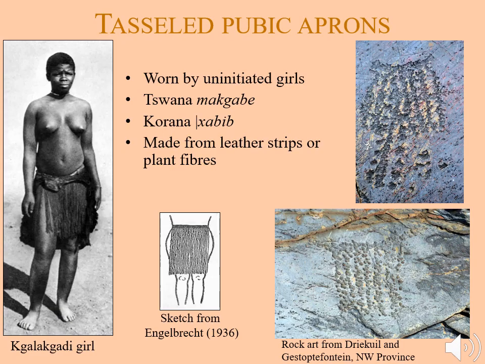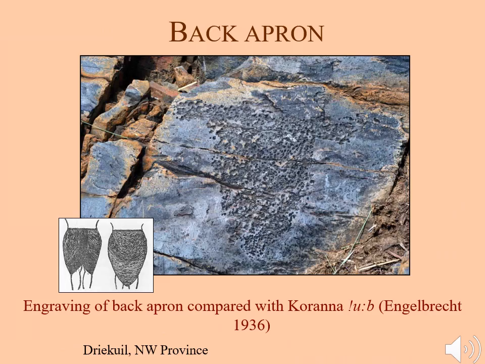The other item of clothing that is very important around initiation and after initiation are what we could call the tasseled pubic aprons. We see an example here of a Khalahadi girl with one. Here's a sketch, and then here are engravings of what are probably tasseled pubic aprons. And this again would be celebrating the idea of initiation and transition from girlhood to womanhood. This could be a back apron. If you compare it to the sketch here, there are the tie strings, and there's a nice full apron that will cover the buttocks.